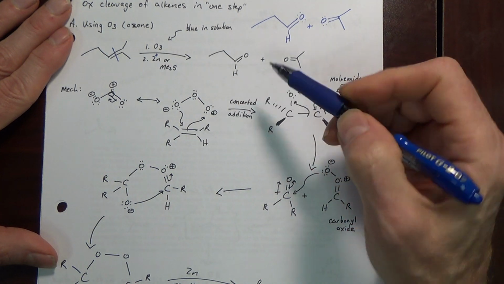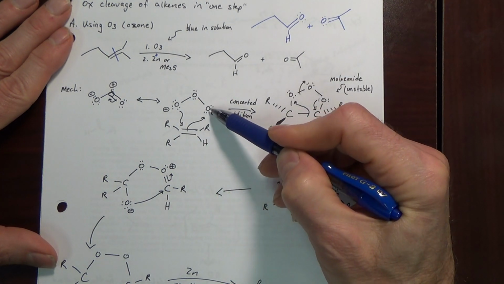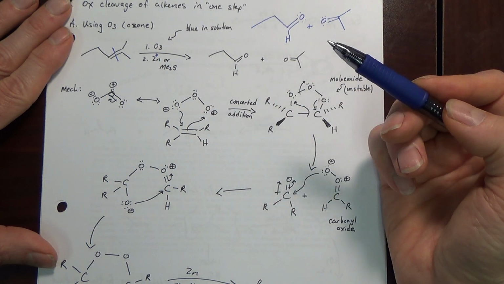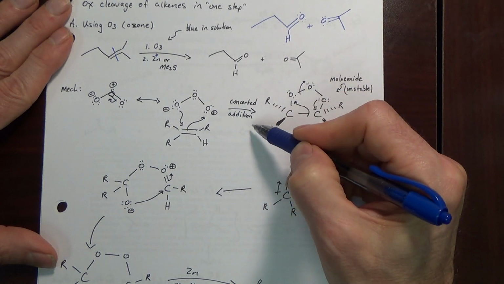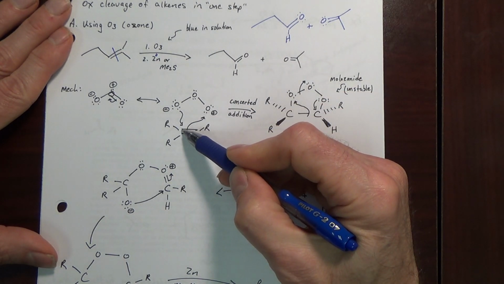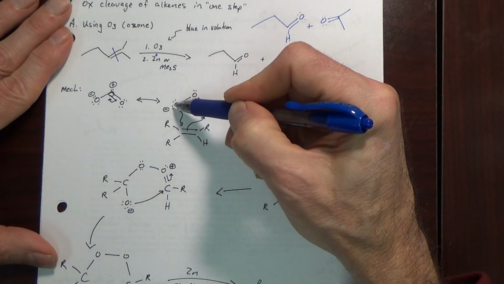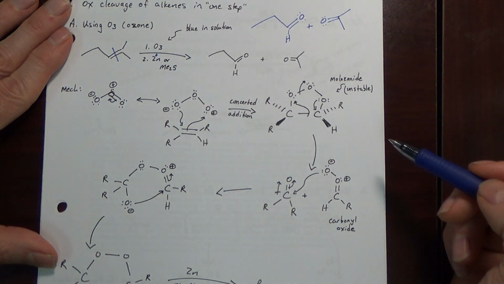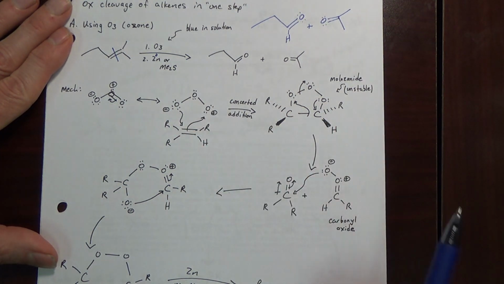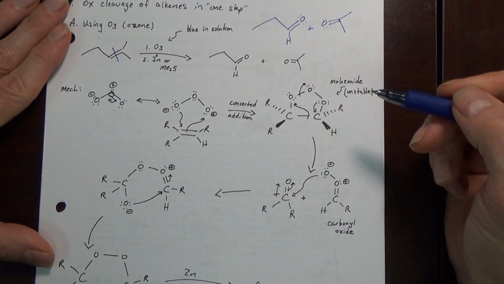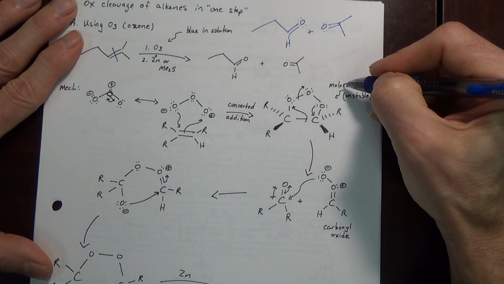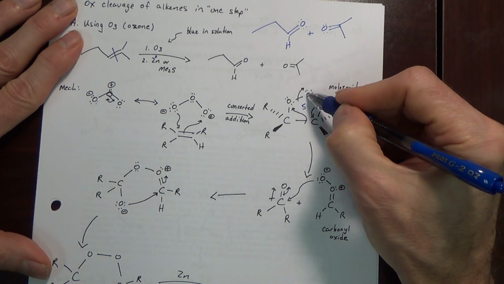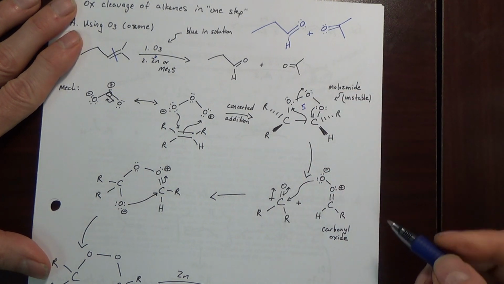It's all concerted. We start with the pi bond. It attacks the positive oxygen. Now, if we did this sort of stepwise, we would leave a positive carbocation here. Well, that never develops because this oxygen comes in here and back bonds immediately. And this concerted mechanism gives this product here. It's called a molozonide. It's a 5-membered ring, 3 oxygens and 2 carbons. It is not stable.